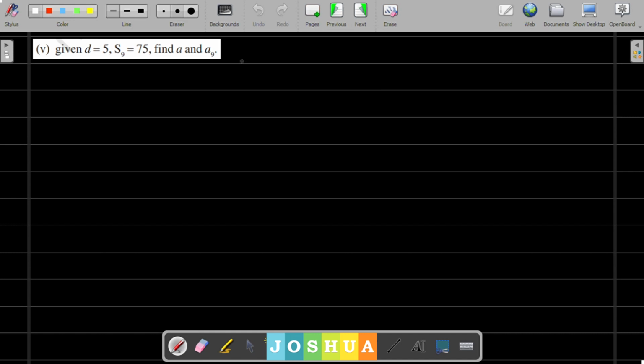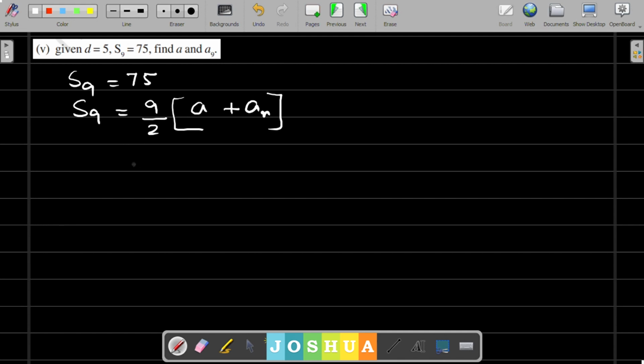Now coming to question number 5. d is given, S9 is given. We have to find a and a9. Write the equation here. We start with this one. We have S9 equal to 75. We write the formula. S9 is equal to 9 by 2, because the n is 9, times a plus an. In both cases I don't know a and a9, and I'm trying to find the link between both. Or I can use another formula.